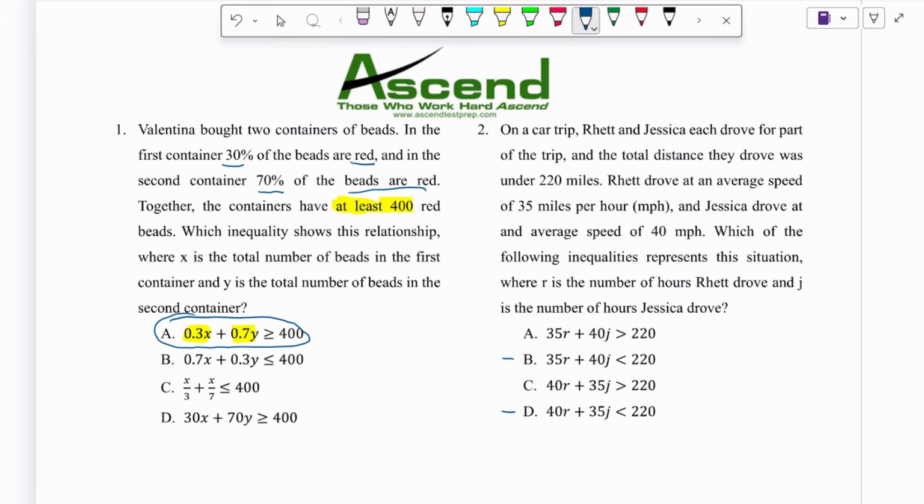So if I look here, it says Rhett drove 35 miles per hour and Jessica drove 40. 35R plus 40J and it's less than 220. If you take a look here, notice how they flip the values for Rhett and Jessica. This is one thing you have to be very careful with. Answer choice B.